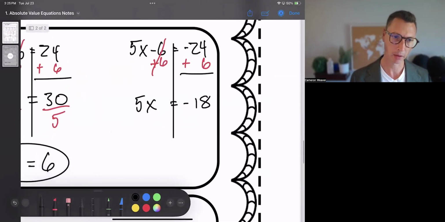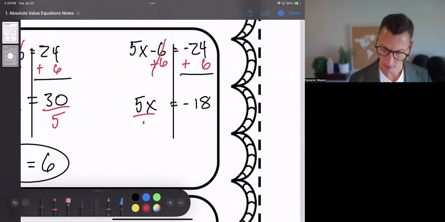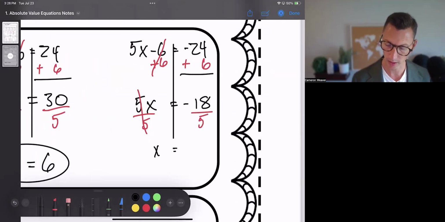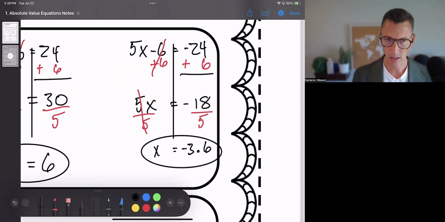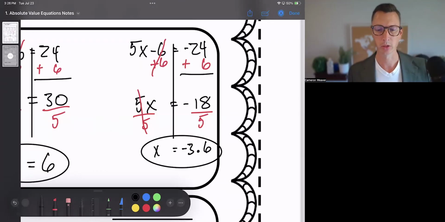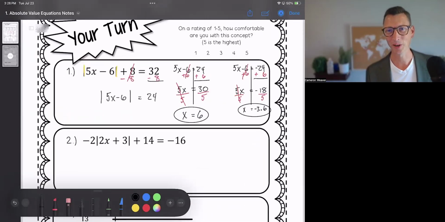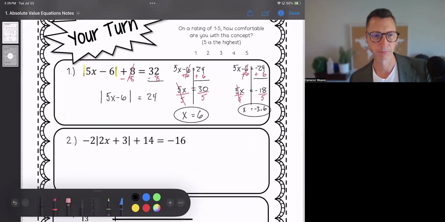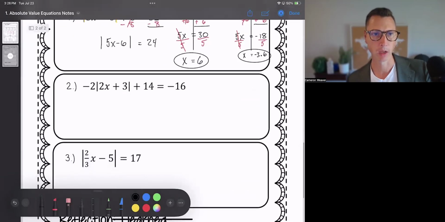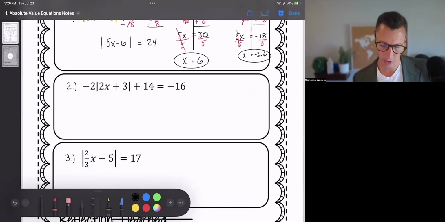All right, side by side must divide. So we're going to take that divide by 5 on both sides. And here we are going to get a decimal. This is very common with absolute value, okay? This is going to give us negative 3.6. Decimals are very common with absolute value problems. So if you're getting a decimal, don't fret, don't worry about it. It's very common, okay? All right, that's problem number 1. Let's go ahead and look at number 2.